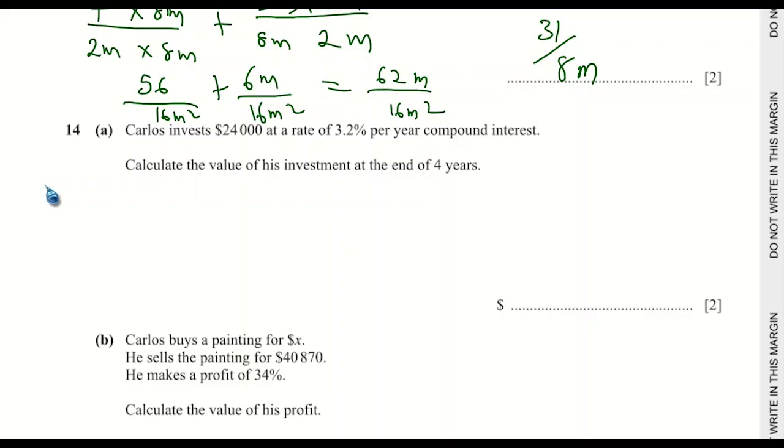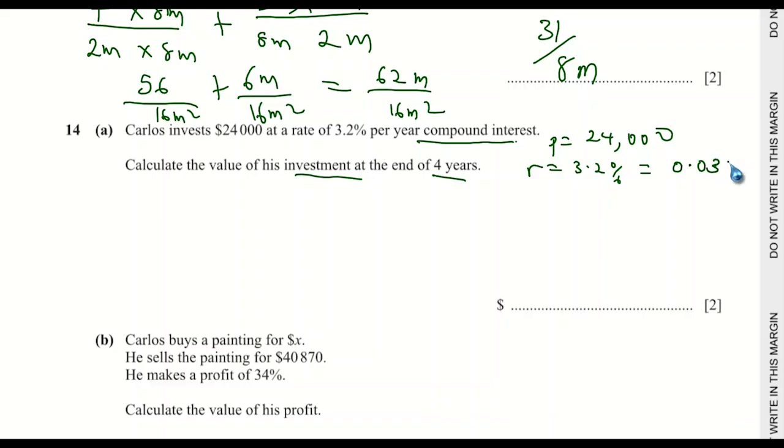Carlos invests $24,000 at a rate of 3.2% per year compound interest. Calculate the value of his investment at the end of 4 years. So from here, the principal, the starting money, is 24,000. Then the rate R equals 3.2%, which is equal to 0.032. Then the time T equals 4 years, and N equals 1, because interest is paid once a year.